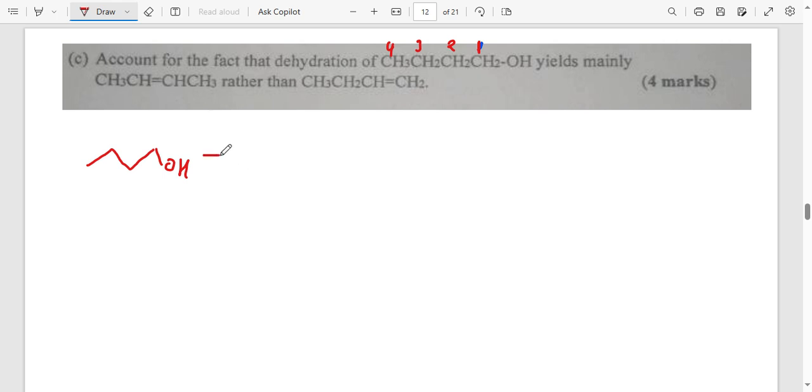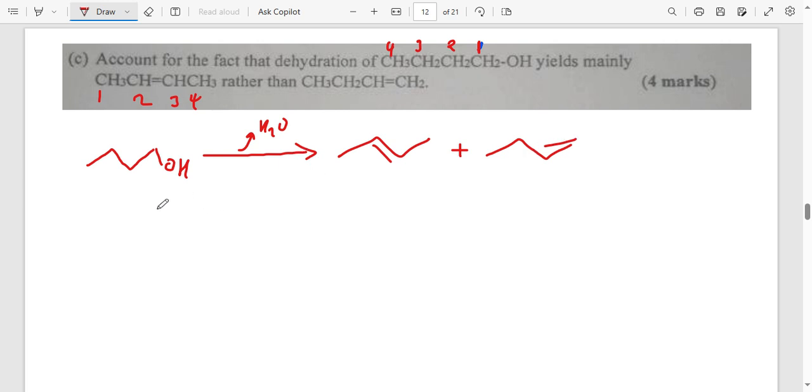So they have said that the dehydration of this one, the removal of water. So we're removing water from this reaction. It's going to form this guy, one, two, three, four, which has got a double bond in the middle, rather than this guy which has got a double bond at the end. Why is it going to be so?